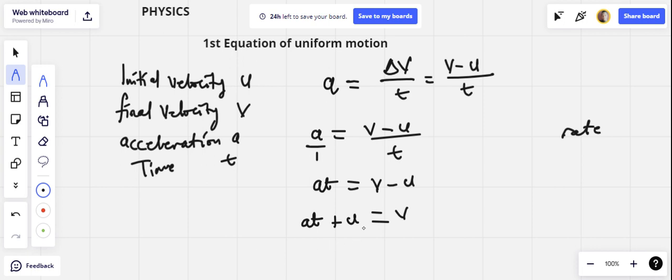And if you further rearrange it, you can say that v equals u plus at. So this is your first equation of uniform motion: v equals u plus at.